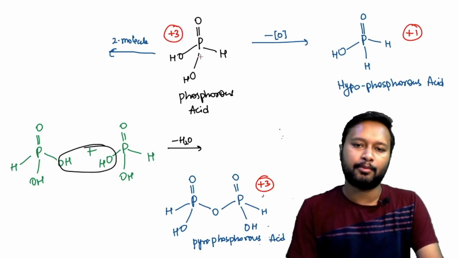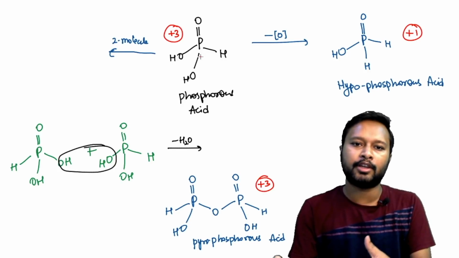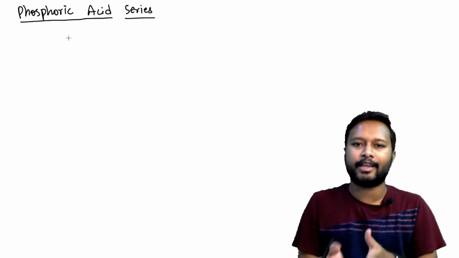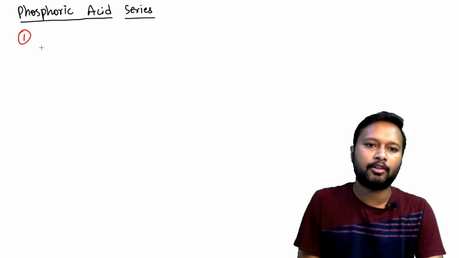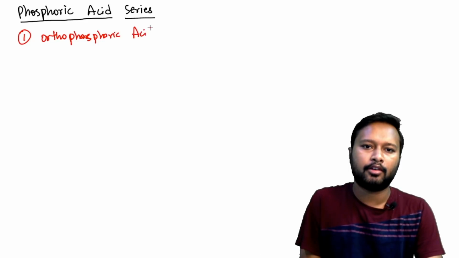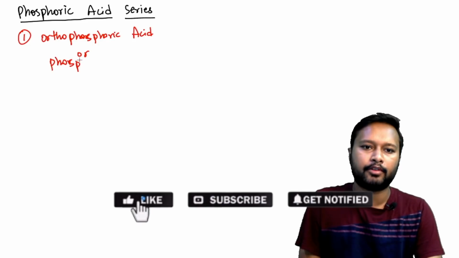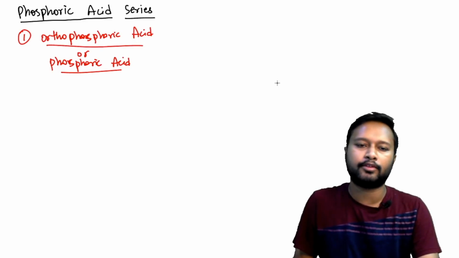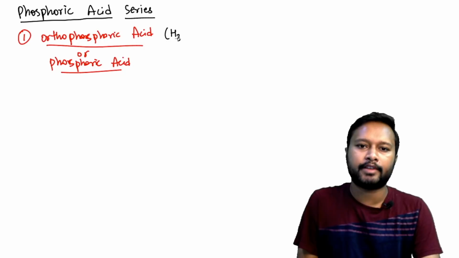Same we can do with the help of phosphoric acid. So let's try to do the phosphoric acid series. The first oxoacid for this will be orthophosphoric acid, also called just phosphoric acid. So both the names are there, either you can call it orthophosphoric acid or just phosphoric acid. The formula for this is H3PO4.